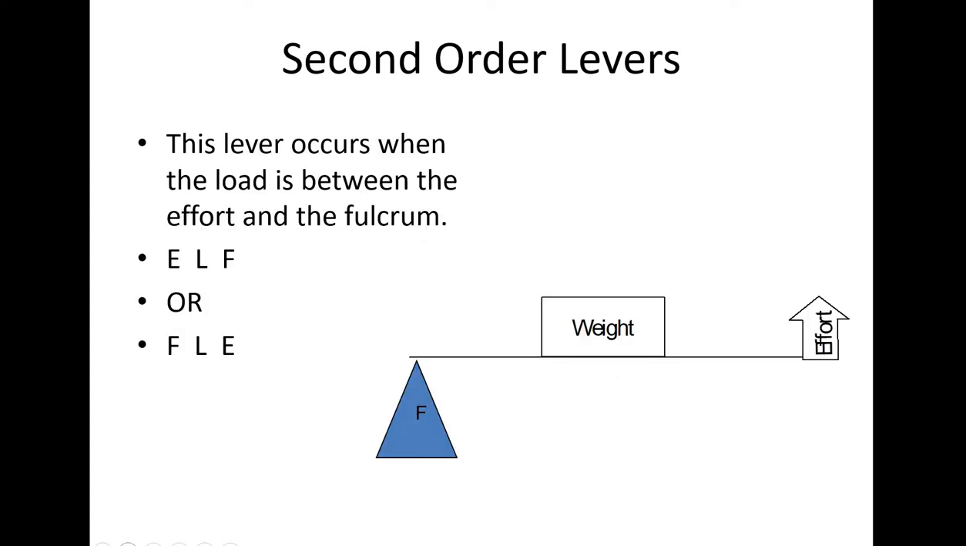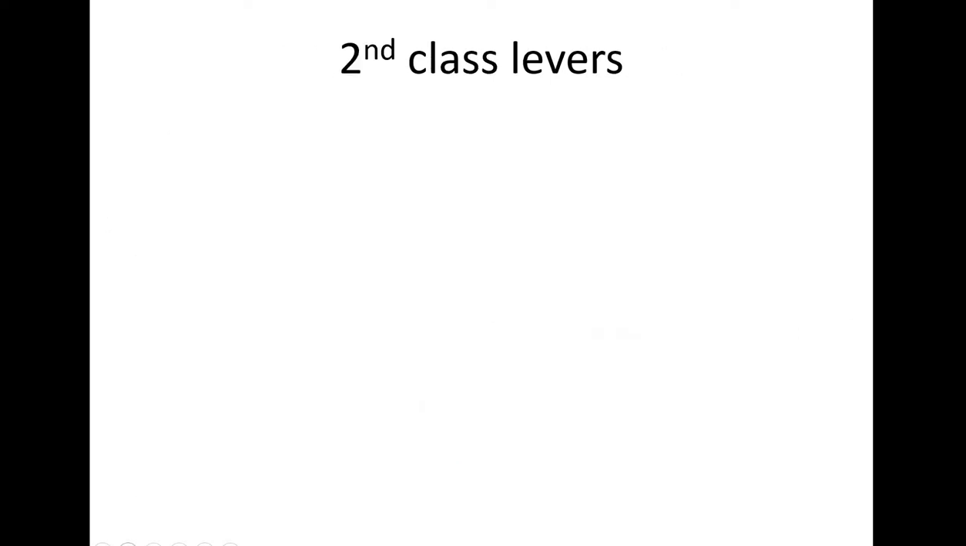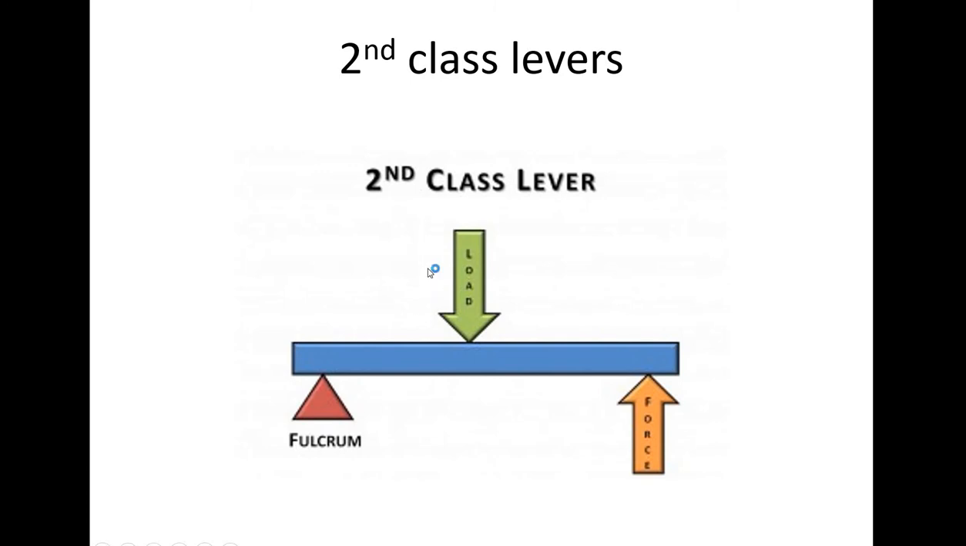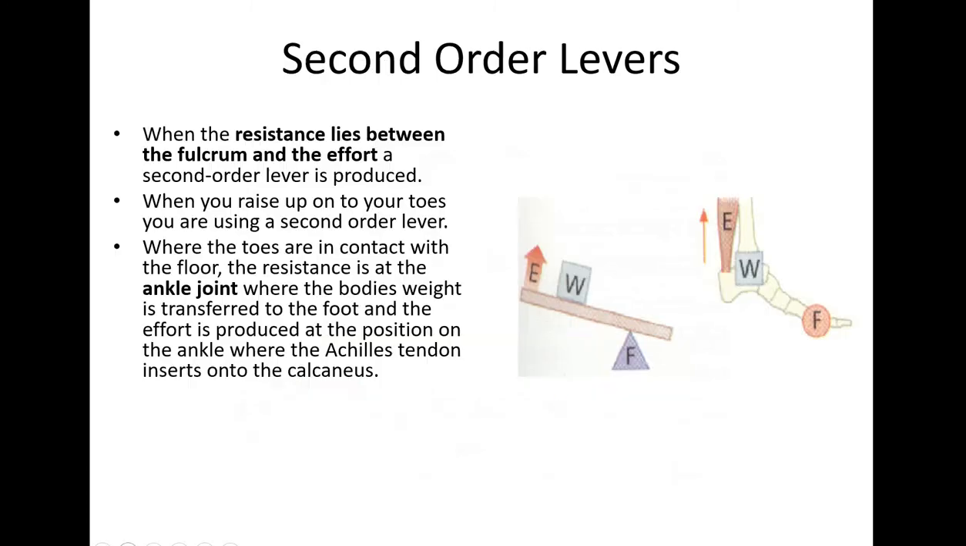Second class levers, we have the load or the weight in the middle. Okay, so the fulcrum's at one end, the effort's at the other end, and the load is in the middle. Remember it as ELF. Again, the load arrow going down and the effort arrow moving up. So when the resistance lies between the fulcrum and the effort, then it's a second class lever, and the best example in the body is the ankle joint.